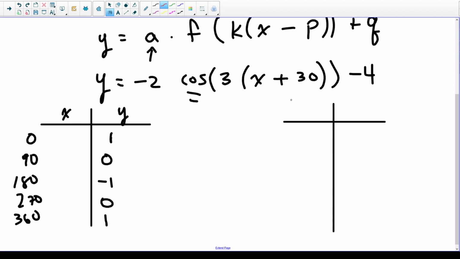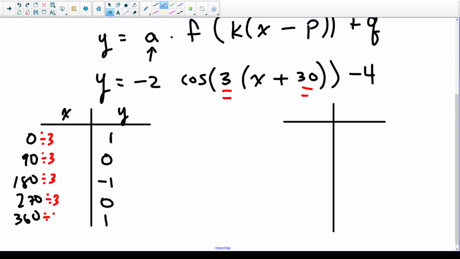Let's do the x transformations first. So I'm going to use red to highlight the x transformations here. Let me erase those other lines. And I'm going to use red over here beside the x. So what does the k value do? It's a 3 multiplying the bracket, but we have to do the opposite. That means we have to divide by 3 all of the x values.